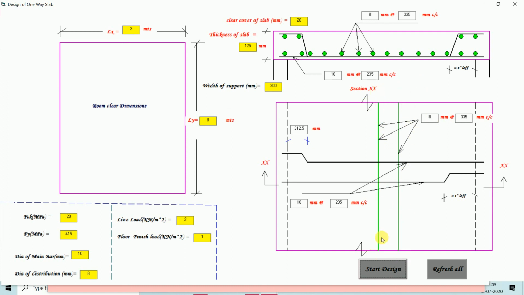These distribution reinforcement bars we should not crank; we just have to provide straight bars. The spacing limitation is that we should not provide more than 450 mm center to center, according to IS 456. So this is all about the design of a one-way slab, or design of slabs, by using Visual Basic 6.